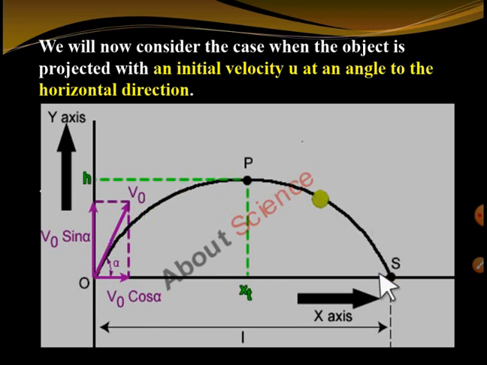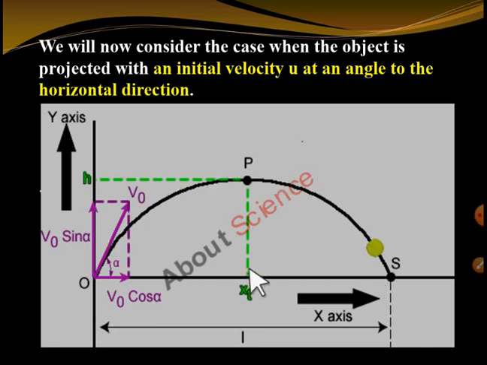So let's try to find it out. The time taken by the projectile to remain in the air, that we call the time of flight. And the maximum distance that can be covered by the projectile in the horizontal direction, we call this distance the range or horizontal range.